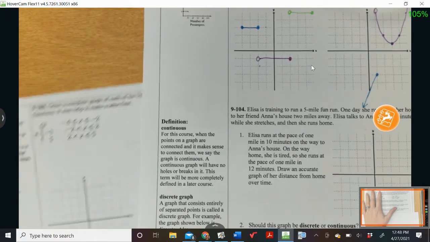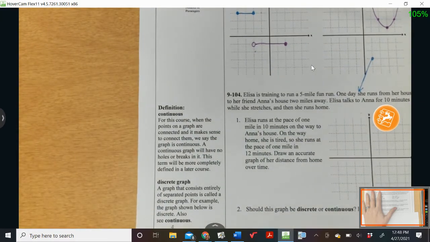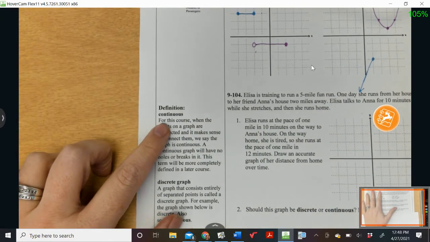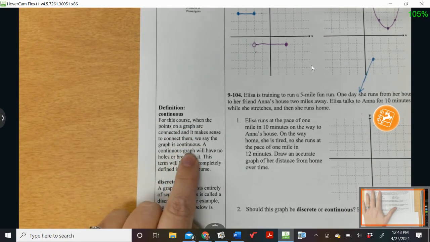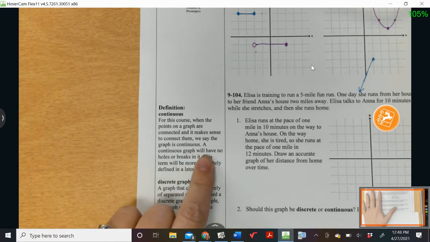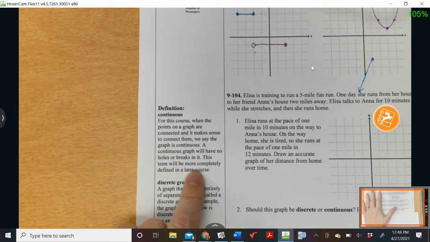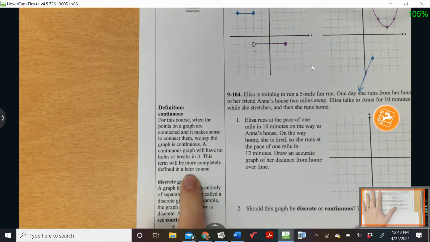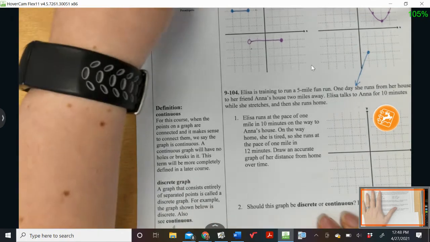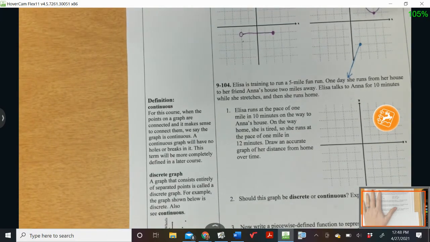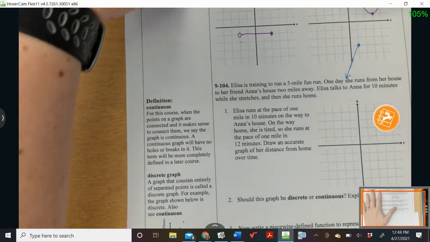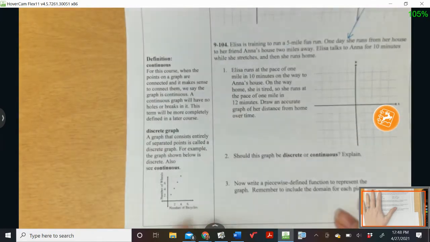Continuous and discrete. Continuous, just for this course, when points on our graph are connected, and it makes sense to connect them, the graph is continuous. So when they're connected and it makes sense, a continuous graph will have no holes or breaks in it. This term will be more completely defined when you get to calculus, a later course. Discrete, a graph that consists of entirely separated points is called a discrete graph. For example, it's shown below.